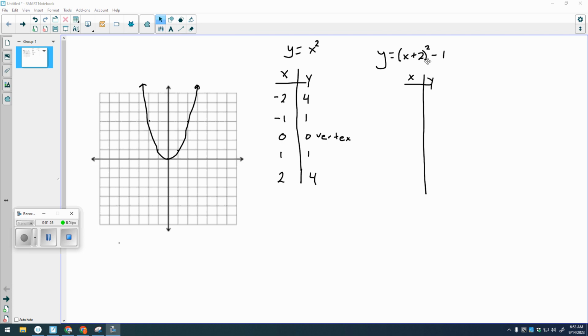Here's y equals (x plus 2) squared minus 1. So the x plus 2 is inside the squared, then minus 1. If you know what to do, get rolling, and I will get rolling also. But go ahead, pause first, give it a try, come back, and I'll explain.